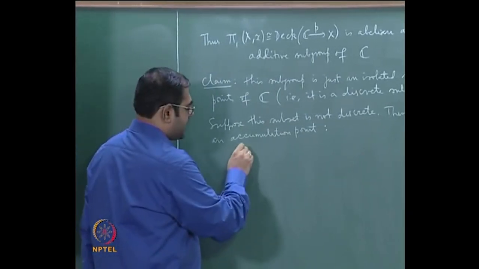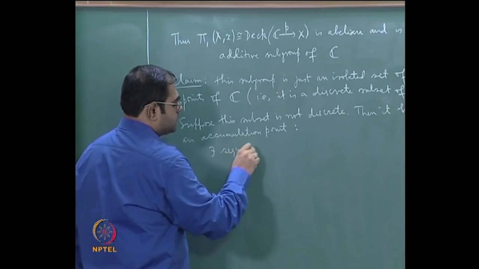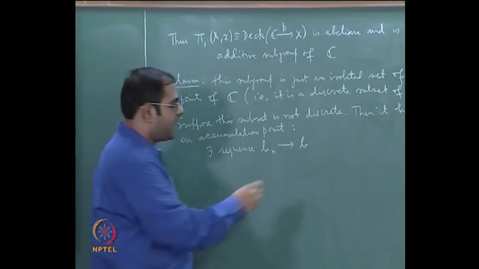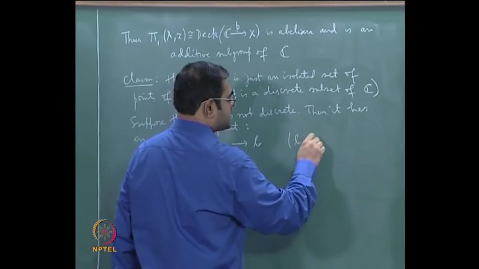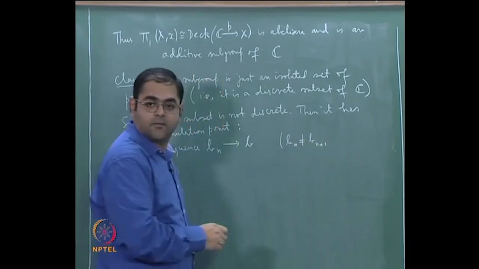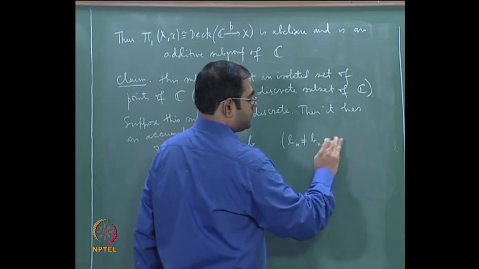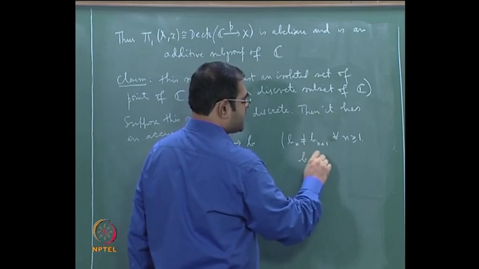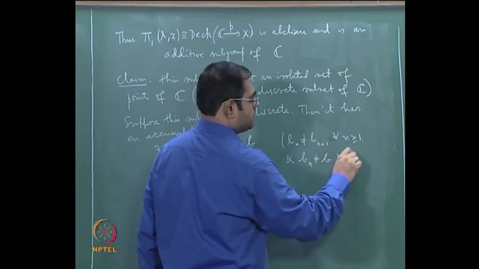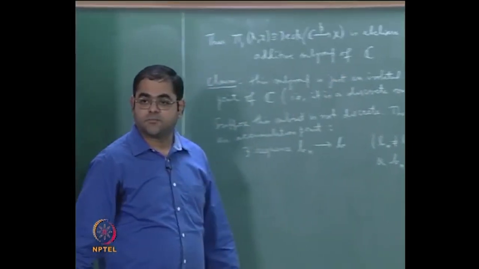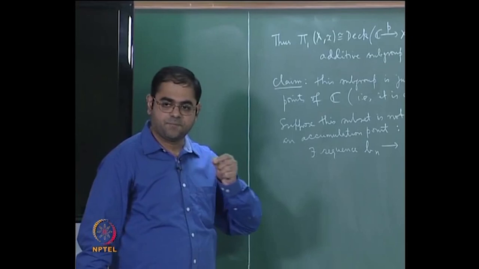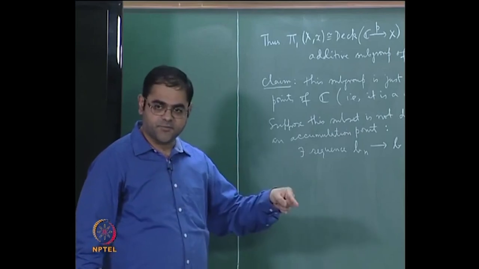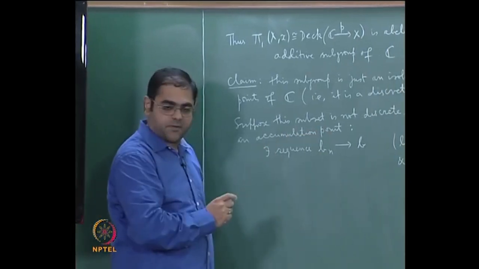So there exists a sequence Bn, which tends to B, and each Bn is different from Bn plus 1, so they are all different for all n, and of course each Bn is different from B. This is what accumulation point means: you have a sequence of distinct points which go to a limit which is also different from each one of these points. So there is an accumulation point.